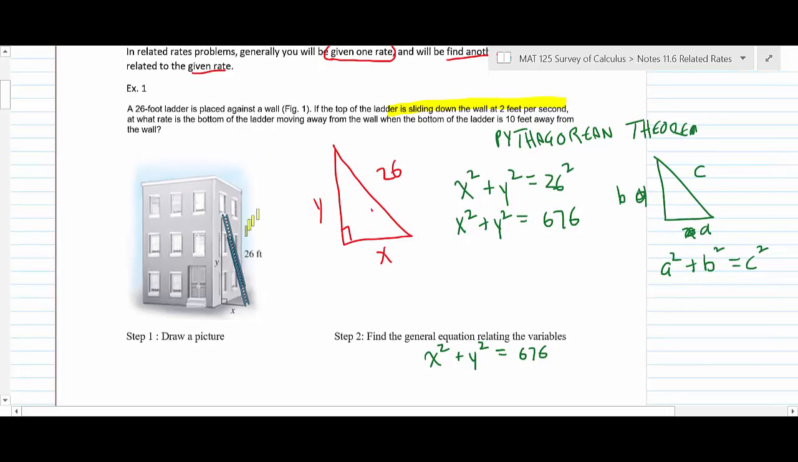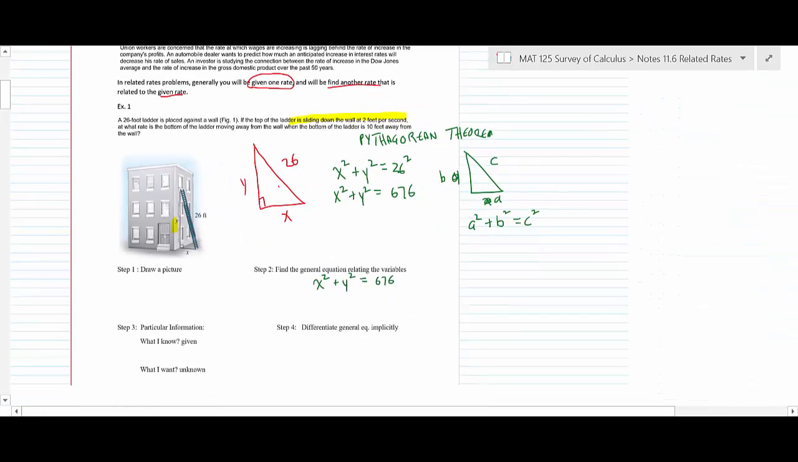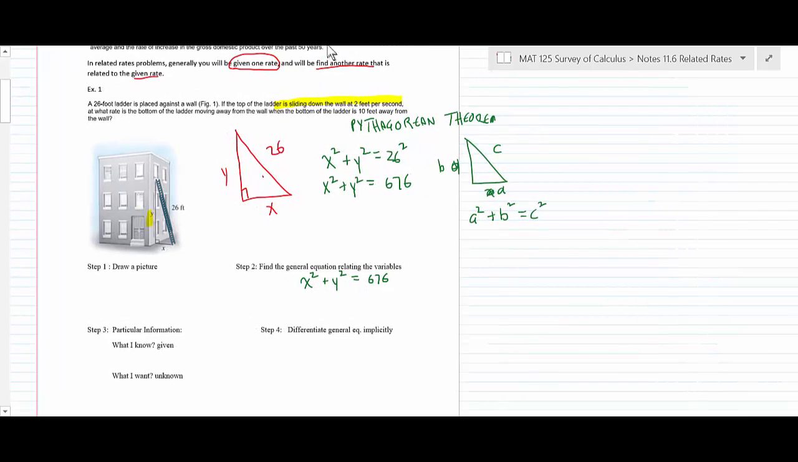Now, what is the variable in this? If it's sliding down the wall, is that y or is it x? Y is the measurement of up and down, right? So when you start writing down what you're given, you've got to write this in terms of Leibniz notation. One thing you're given is dy over dt. These related rates problems have something to do with time. That's typically the way it's going to be. That's going to be 2 feet per second.